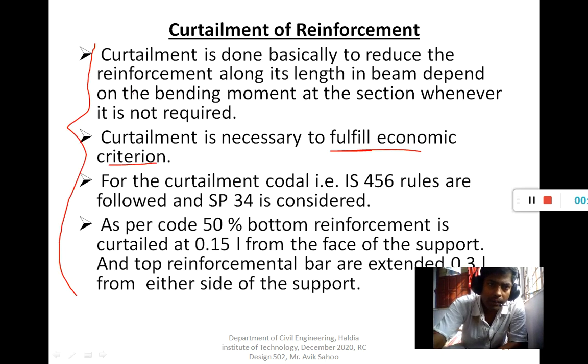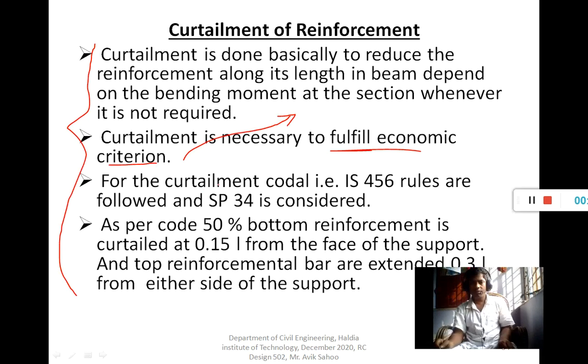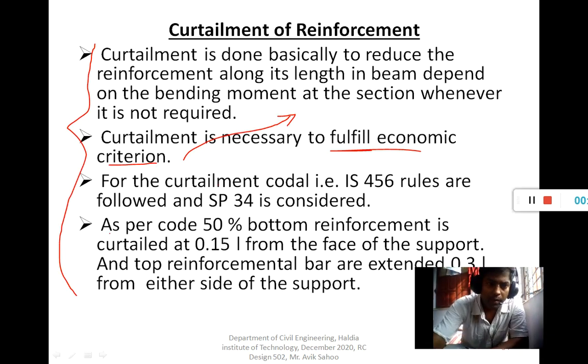So according to the bending moment diagram, according to the shear force diagram, we apply the reinforcement. And also you have to think that the connection should be strong, and that's why we follow the IS 456 rules, and we apply some reinforcement at bottom also, although it is not required at the support. As per code, 50% bottom reinforcement is curtailed at 0.15 L. So using the codal rules, we curtail the reinforcement from the face of the support.